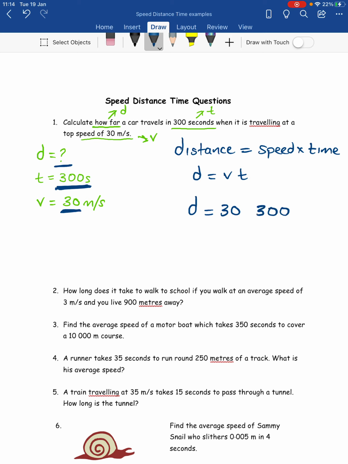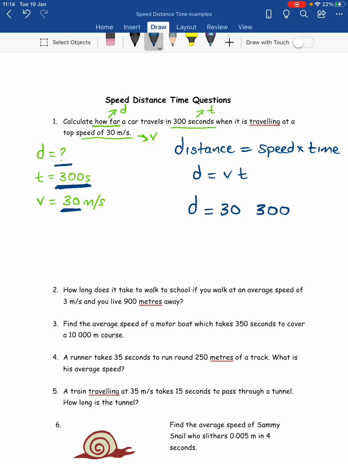Now from the equation, and because the letters V and T are side by side, that means I put a multiplication sign in the middle between those two numbers. And all I need to do now is work out what is 30 multiplied by 300. So I use my calculator to find that answer, and that will give me 9,000. And because it's distance, it's going to be measured in metres. And I can underline that now because that's my final answer, because I wanted to find what the distance was.